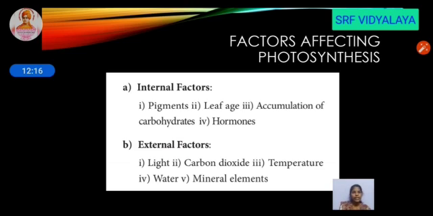The next one is the external factors. External factors are the factors that come from the environment. External factors are light, carbon dioxide, temperature, water and mineral elements. These are the external factors that affect photosynthesis.